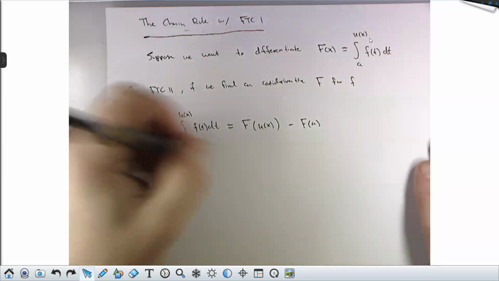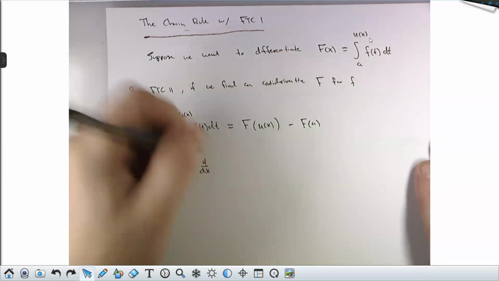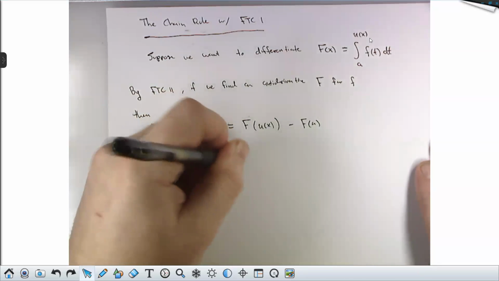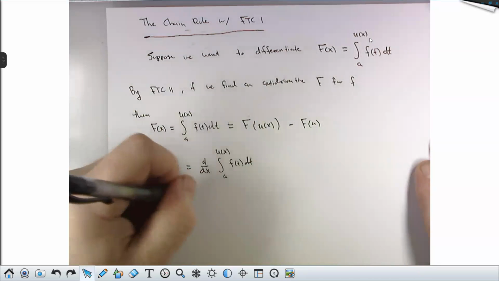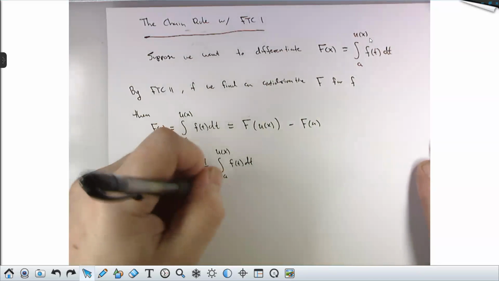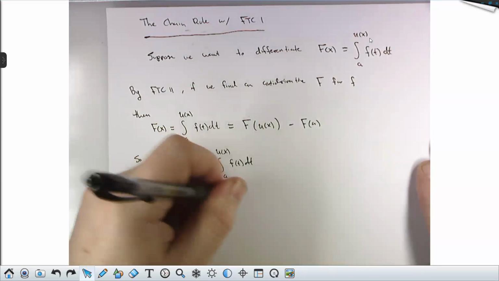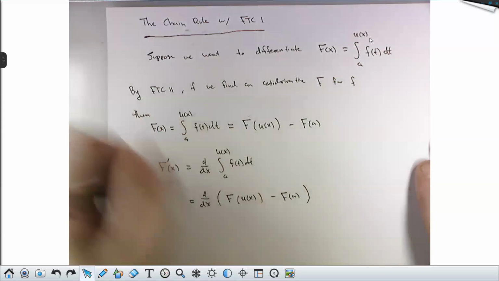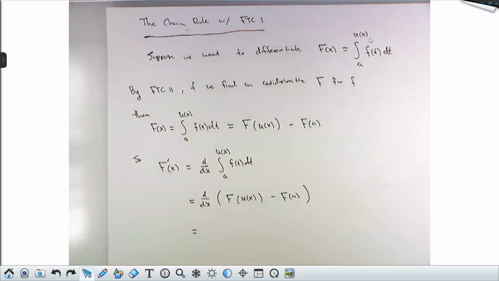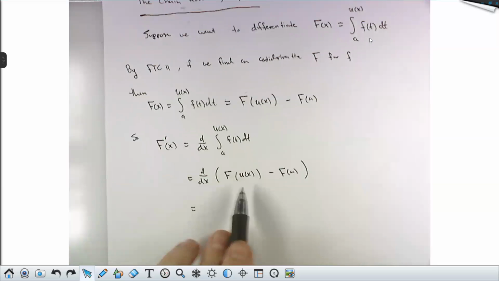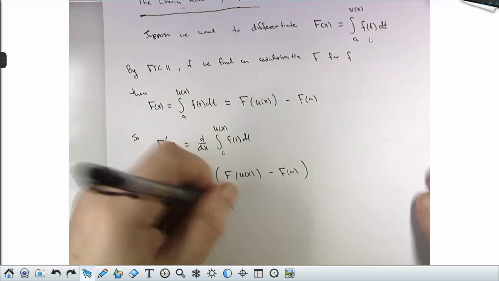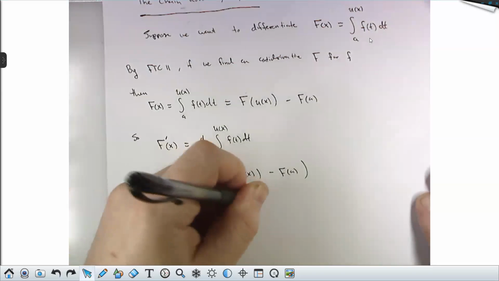The derivative here would be d dx of the integral from a to u of x of little f of t dt, which is d dx of big F of u of x minus big F of a. And again, the F of a piece is going to differentiate to 0 because it's a constant. The trick is that down here, you need to apply the chain rule. So this is going to give you big F primed of u of x times u primed of x.